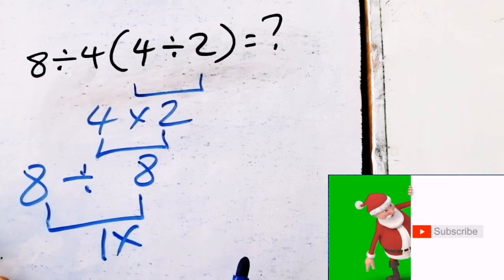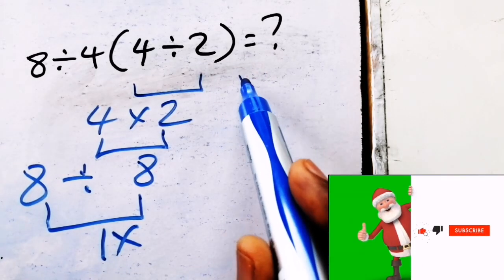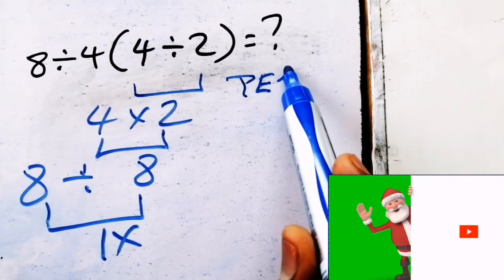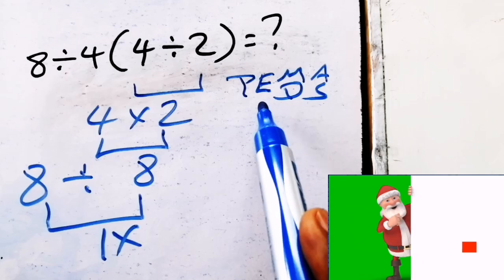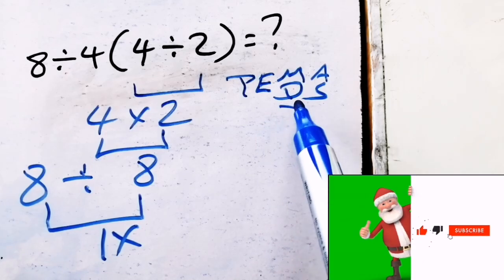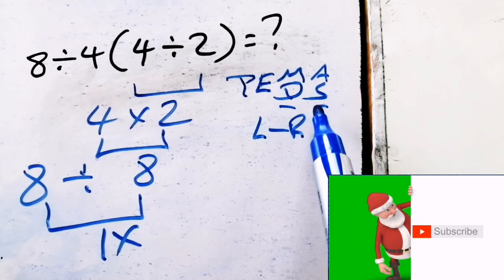But this answer is not correct, because according to the order of operations, first we have to do parenthesis, then exponent, then multiplication or division, and finally addition or subtraction. Remember that multiplication and division have equal priority. We have to work from left to right. The same applies to addition and subtraction.